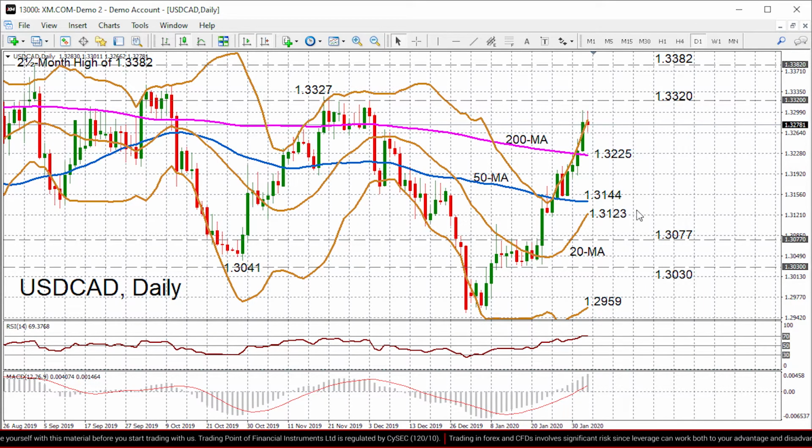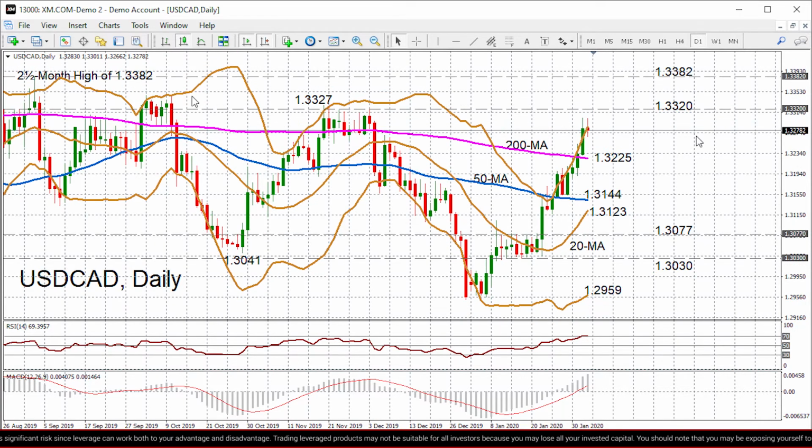For the time being, though, if we do see continuation of that strong uptrend, resistance should next come at 1.3320. That's been a resistance level, a strong obstacle back in November of last year. And then above that, we have that 2.5 months high, 1.3382 from September of last year. So those are the two key levels to watch on the upside. But still, despite that impressive uptrend, prices do remain within a range in the medium term.